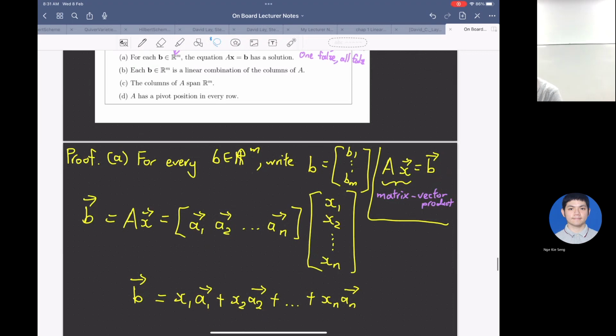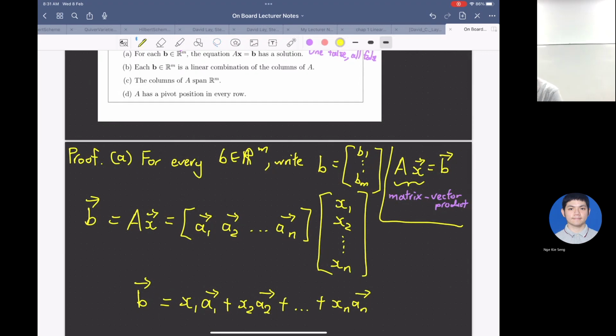So has a solution, meaning the system is consistent, so you can find the answer for x1, x2 up to xn. This is a solution. So if you can find this, that means the scalars exist, so it is a linear combination. So b is a linear combination of a1, a2 up to an. And this is just by definition. Is anyone confused? Anyone confused?